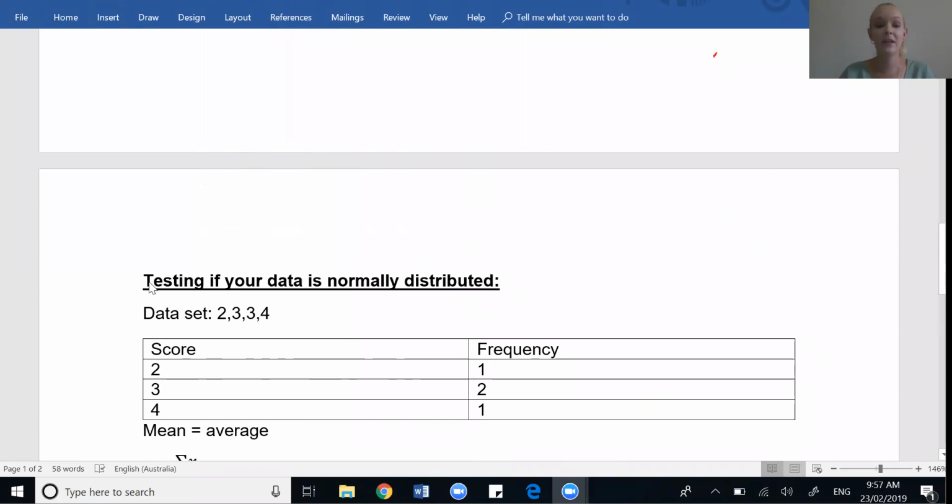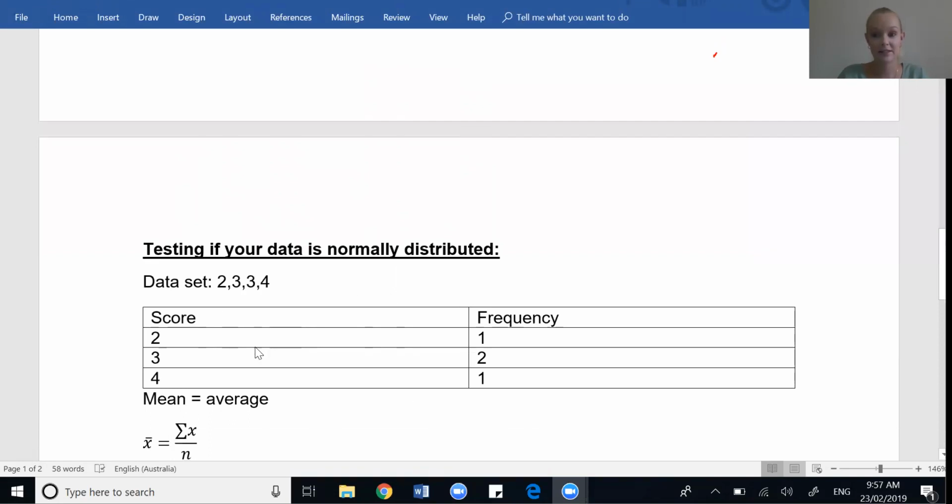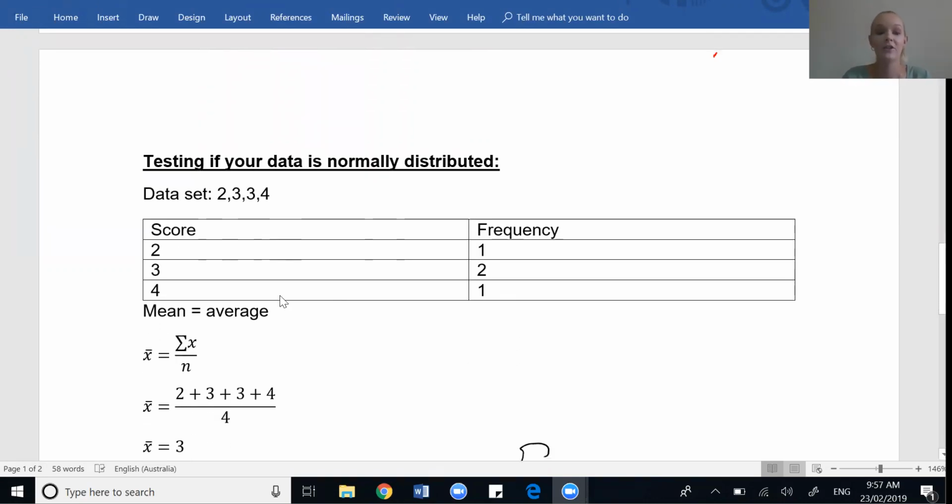So let's take a look at an example with some actual data. Here we've been given a data set 2, 3, 3, 4. This could refer to anything you like. I've tabulated this data for you. So we have a score of 2, 3, and 4, and we have the frequency at which this is occurring. So the score 2 occurs once, the score 3 occurs twice, and the score 4 occurs once. To prove if this is normally distributed, the first thing we can do is calculate the mean. The mean, as you should know, is equal to the average.